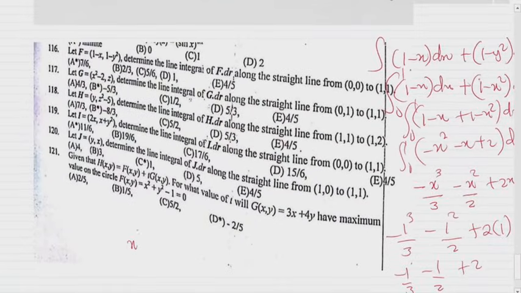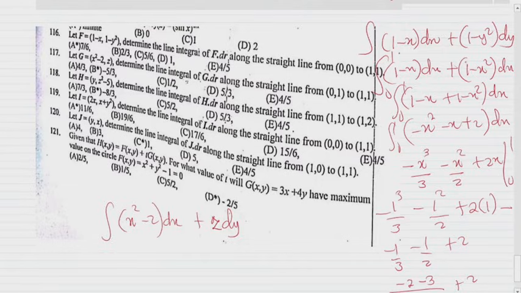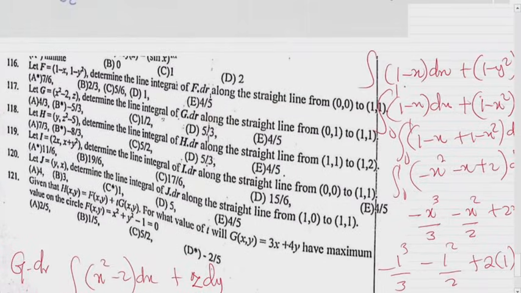For the second one, you do the same thing. You have x squared minus 2 dx plus z dy. So don't forget, first term is dx plus second term dy. Even though in this second term it is z that is given, it is dy. So that's how you would express your g dot dr that they ask you to find. And they said from what? From 0, 1 to 1, 1.